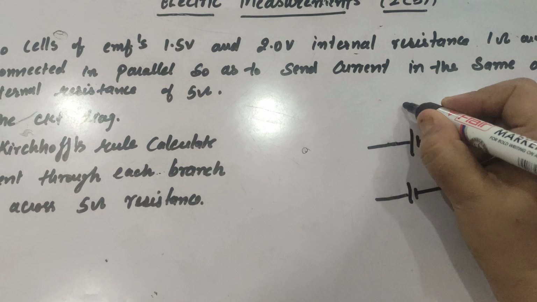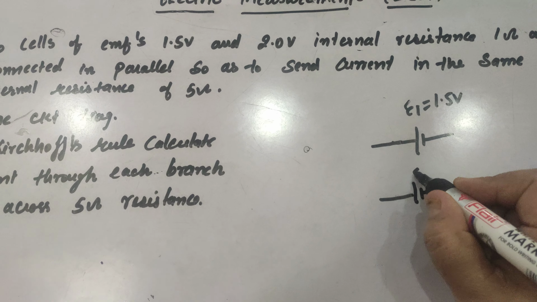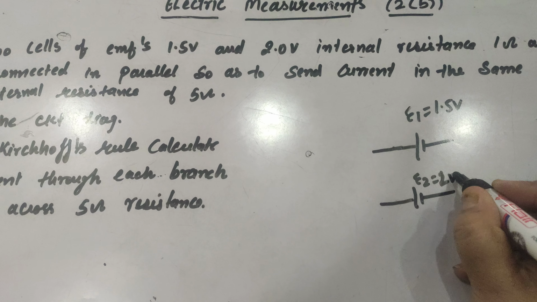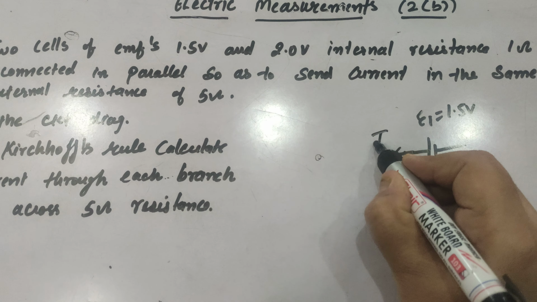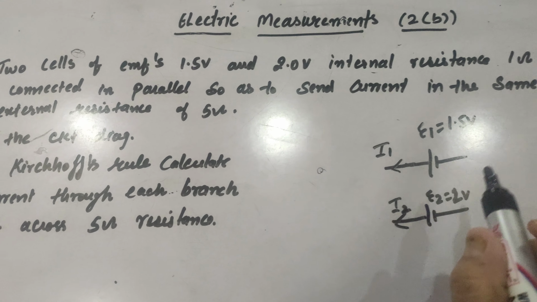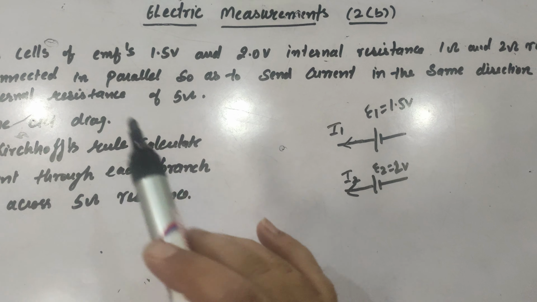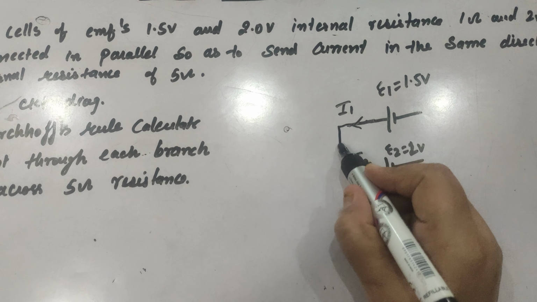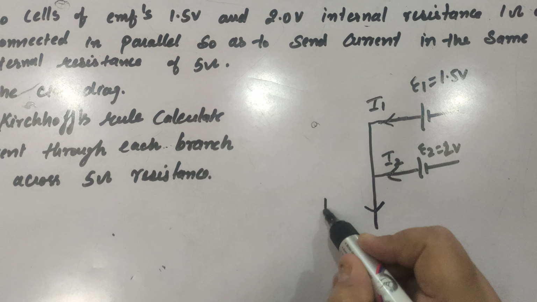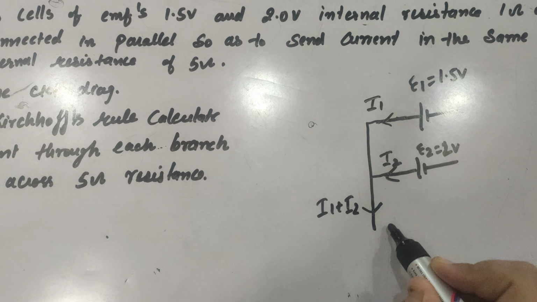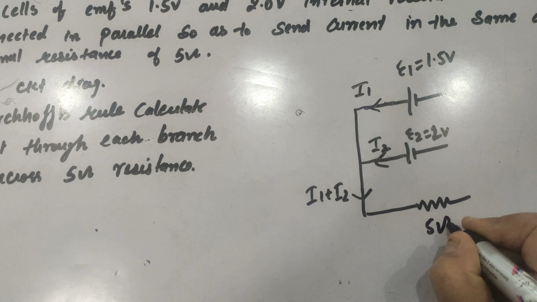So let us consider this is the cell E1 having EMF 1.5 volt and this is the cell E2 having potential 2 volt. Now these are connected such that they are sending the current in the same direction. Let the currents be I1 and I2 in the same direction through an external resistance of 5 ohm. If we join, the total current I1 plus I2 will go through the external resistance of 5 ohm.